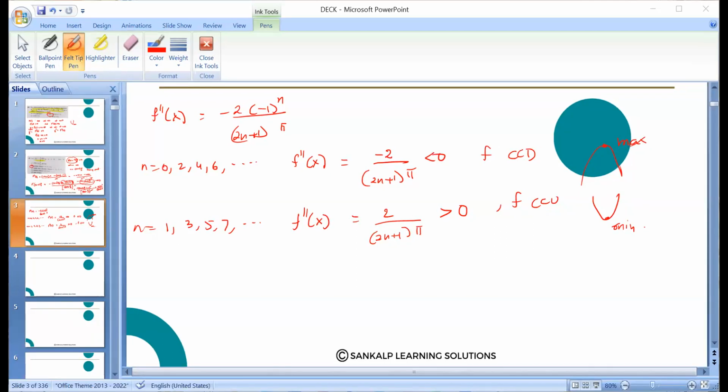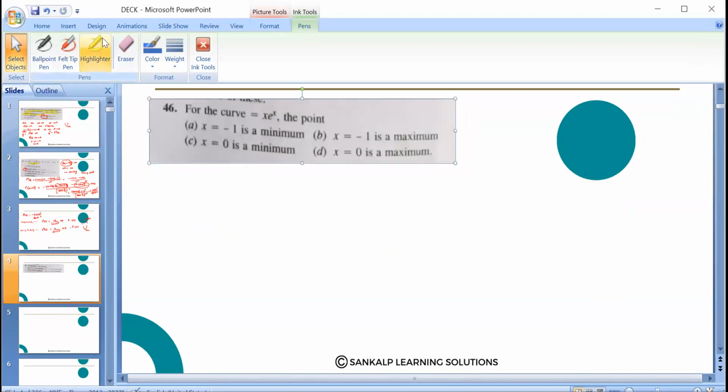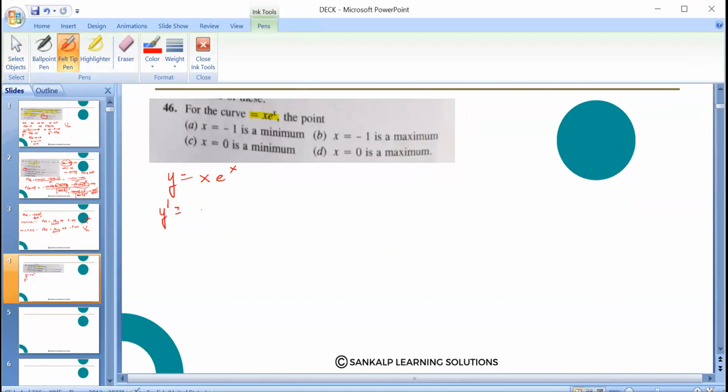Next, we will go to question number 46. For the curve x e power x, minimum, maximum, you have to find. So y equal to x e power x, find y dash by product rule. Derivative of x is 1 e power x plus x into e power x derivative is e power x. Take e power x common, 1 plus x equal to 0. So 1 plus x equal to 0 or x equal to minus 1.